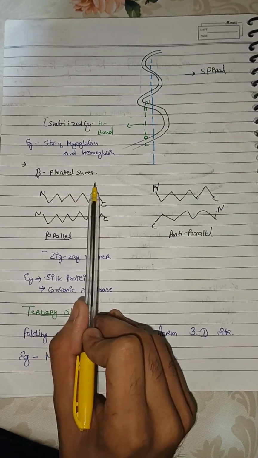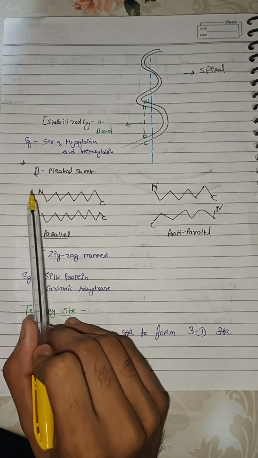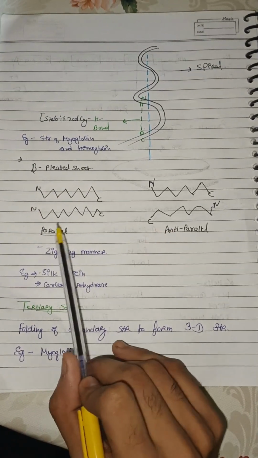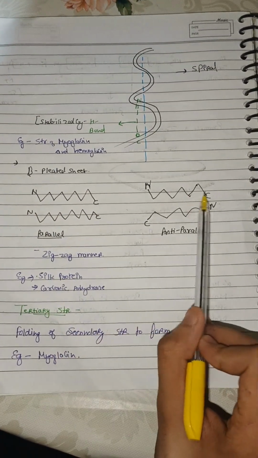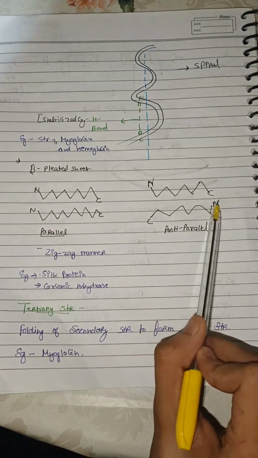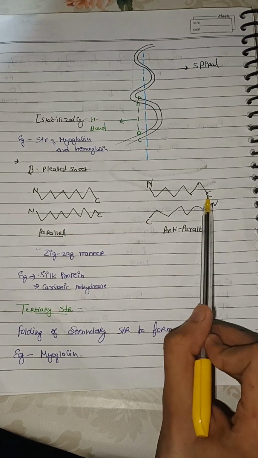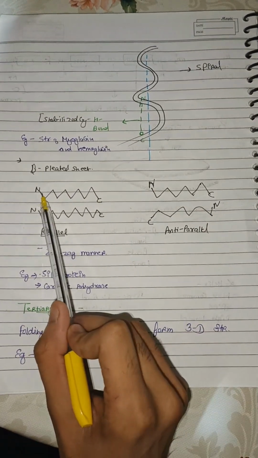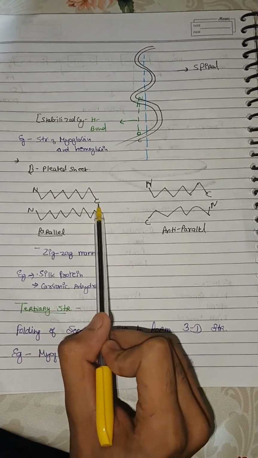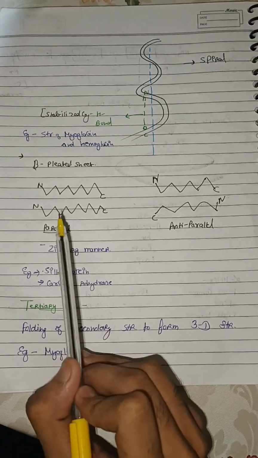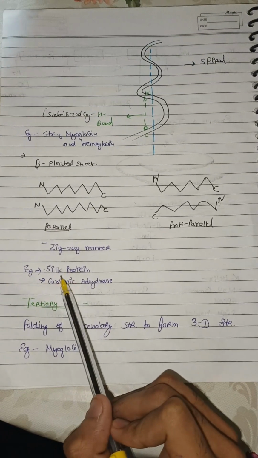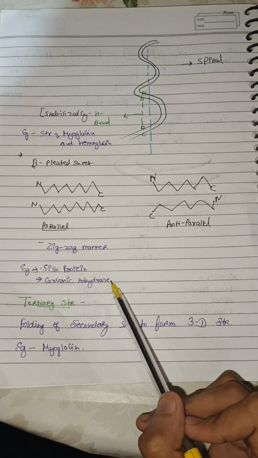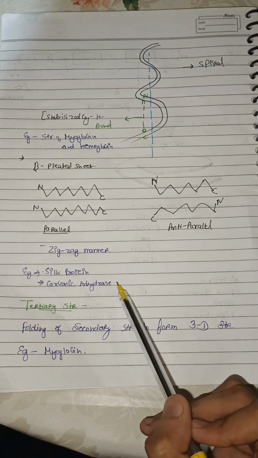Second is beta pleated sheet, which is also a secondary structure of protein, which is further divided into two parts, the parallel and antiparallel. This is arranged in a zigzag manner. We can see this nitrogen and this nitrogen are antiparallel, this carbon and this carbon are antiparallel. In parallel, we can see these nitrogens are parallel, this carbon is parallel. The example of beta pleated sheet is silk protein and carbonic anhydrase. Carbonic anhydrase is present in respiratory CO2 and O2 transport.